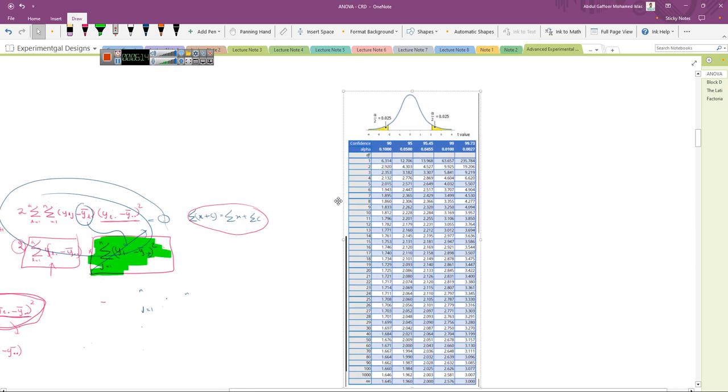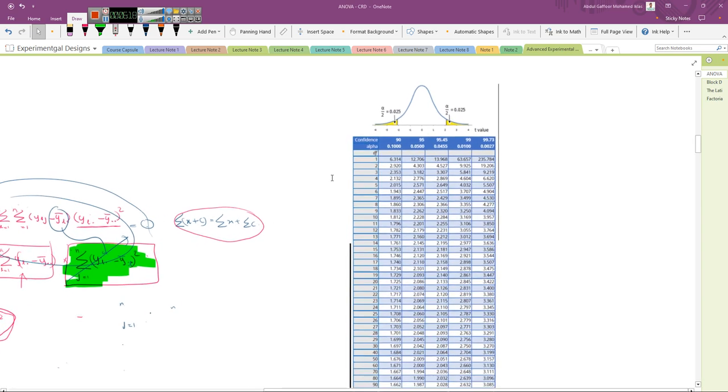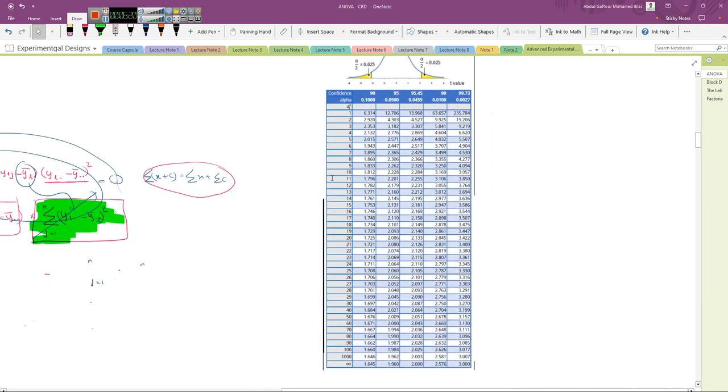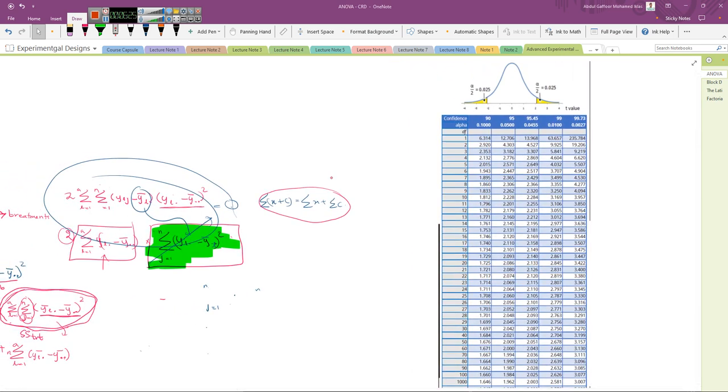Okay, so I have just inserted the t table here. Now if you want to find out the t critical value, you should know the degrees of freedom, right? So if you have n number of observations, degrees of freedom is equal to n minus 1, the number of independent observations that are free to vary. Here, 10 minus 1 is 9, and our alpha value is 0.05.